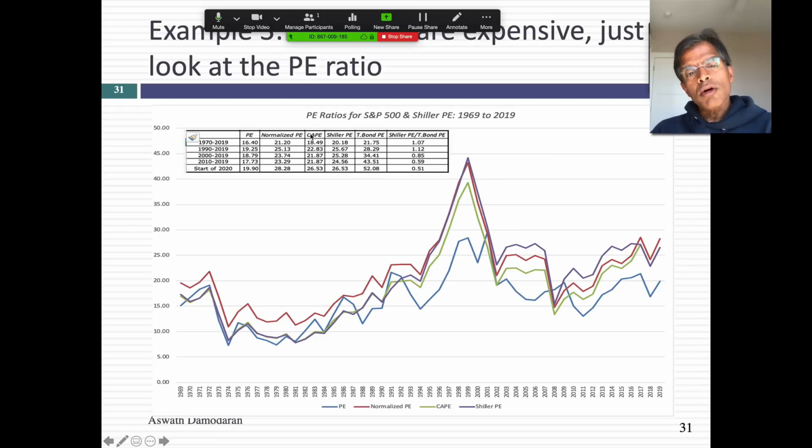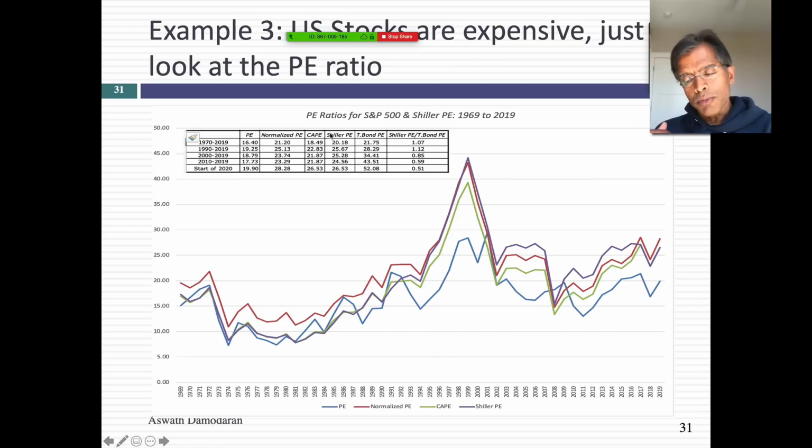The third is what's called a CAPE. CAPE and Shiller PE are very close. They use both averaging across time and inflation adjustment, so it's a little fancier. And finally, I've computed what's called a T-bond PE, and I'll come back and talk about it for a moment. But basically, in this graph, I've shown you just the stock PE ratios. So you ready?